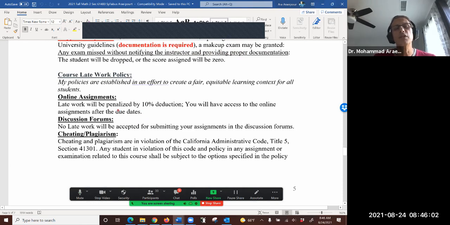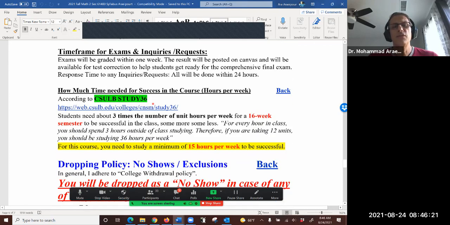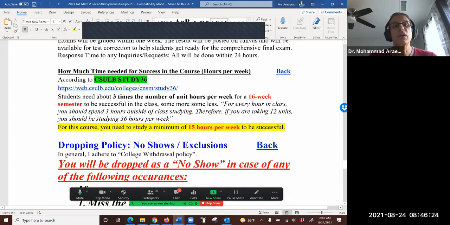Late work, there is no late work for exams. For homework, if you happen to have late work, there is a 10% deduction. You have a few days and a few late passes available on MOM, or My OpenMath. There is more information here in the CSULB policy.